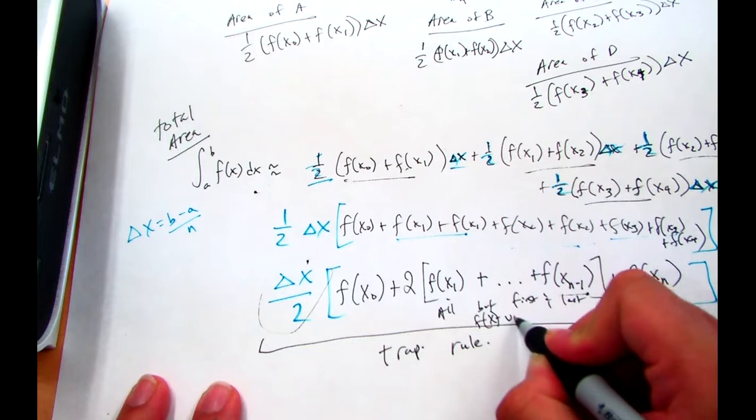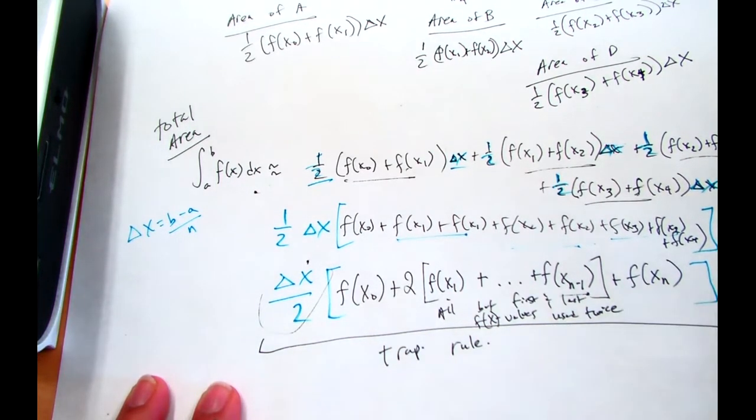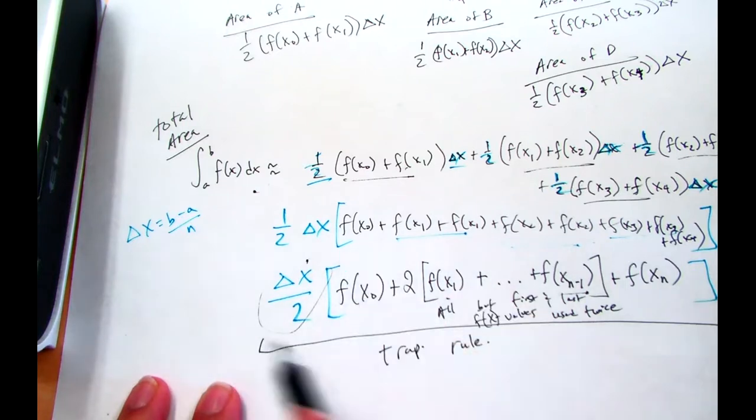So this means that all but first and last f of x values are used twice, and hence the 2 showing that. So you will see this formula show up in class next week, and I wanted to give you some background on where it came from.